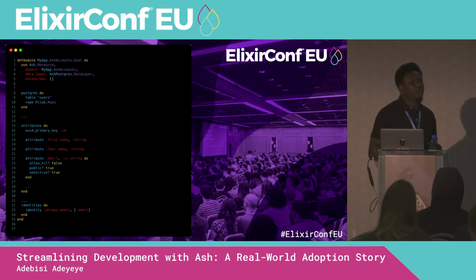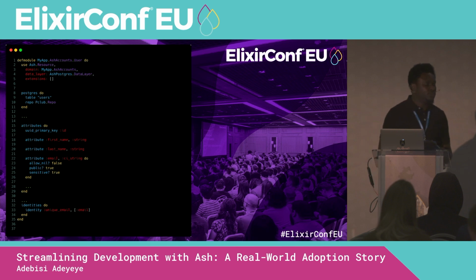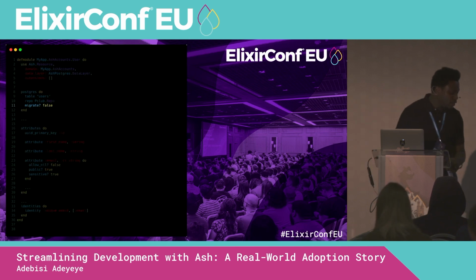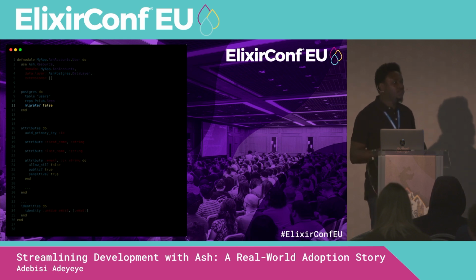But one thing we found was Ash, at least the way we use it, could not figure out the existing constraints we have on our users table. So that was causing a little bit of issues for us. So as with everything in Ash, there's an escape hatch. That was setting migrate to false. If you can see the highlighted line there, setting migrate to false tells Ash, don't generate a migration file for this resource. You handle it manually.